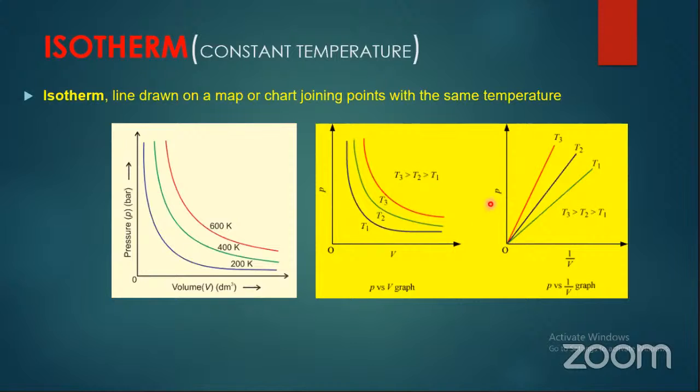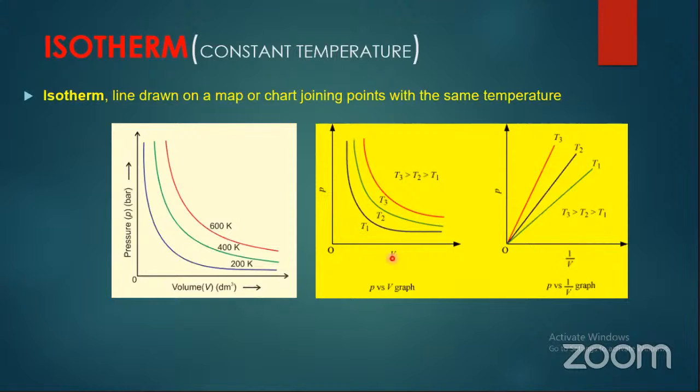This another graph is taken. This is also isotherm only. Pressure versus 1 by V is taken. See, pressure versus 1 by V. So simply pressure directly proportional to 1 by V, we have to say. Any A directly proportional to B, if you take, that will be a straight line passing through origin. Here P proportional to 1 by V we have taken. So P directly proportional to 1 by V.